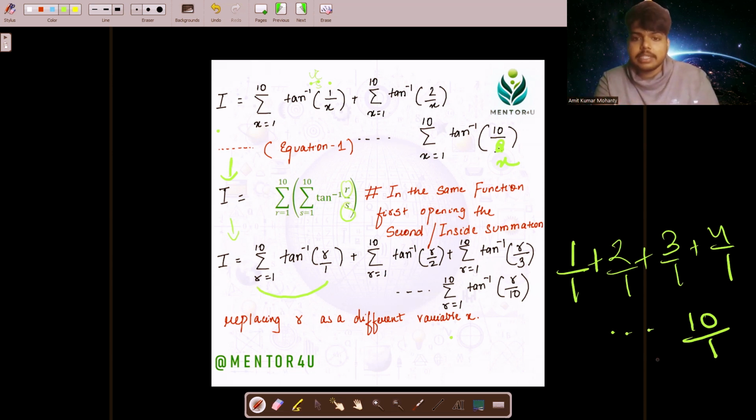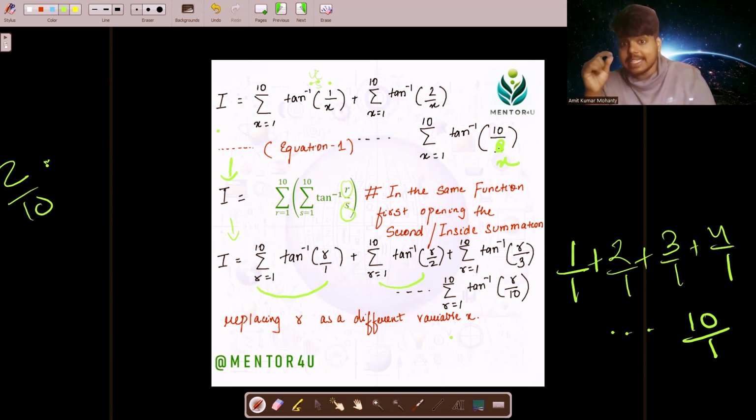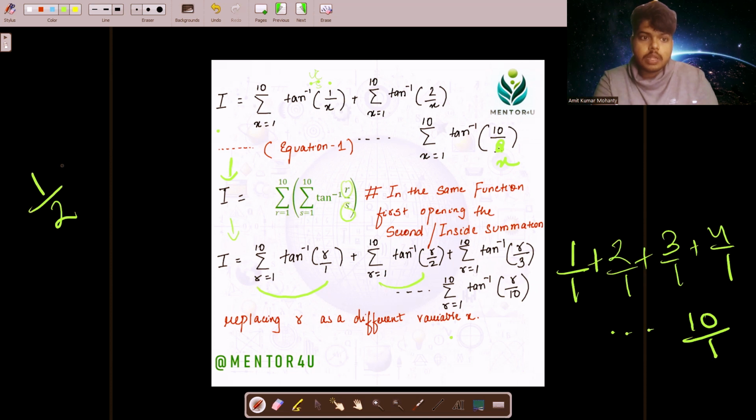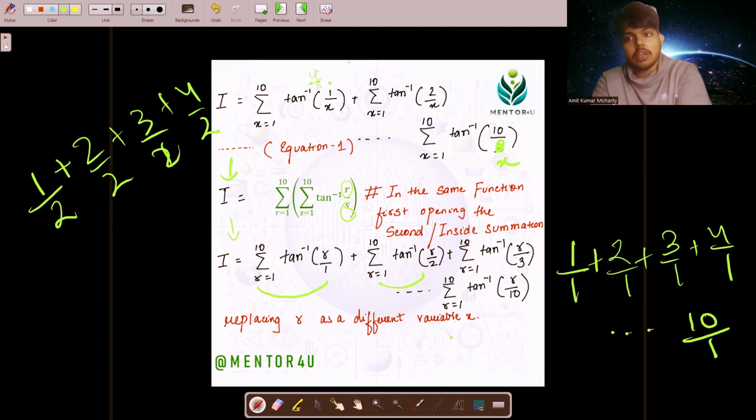Now, if I try to expand the second term, it will also look something like this. In the second term also, there will be a total of 10 terms, where r is variable and the base is constant. So the numbers will be 1 upon 2, 2 upon 2, 3 upon 2, 4 upon 2. The last term will be 10 upon 2. So for each particular term, there are 10 terms. Now let's perform the same thing where I'm keeping r as x.